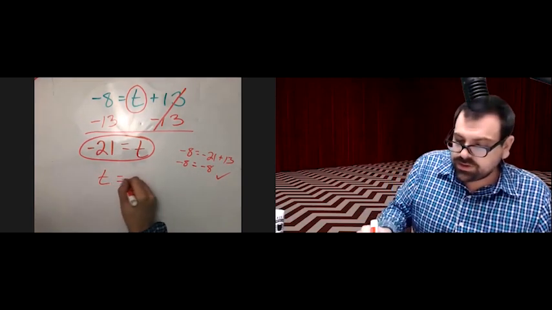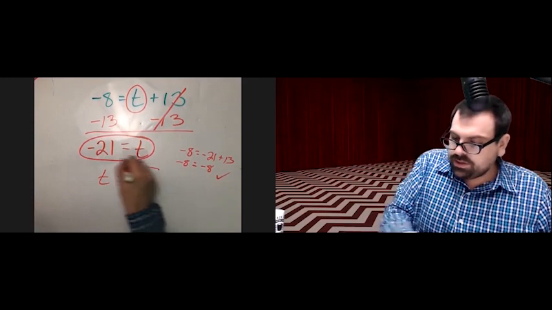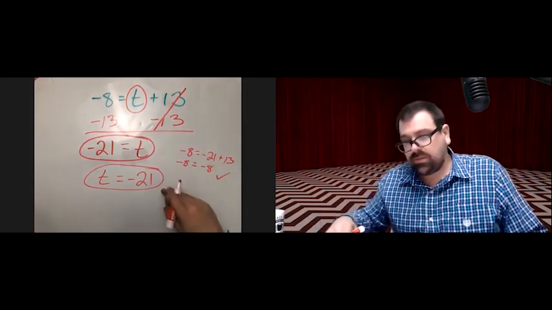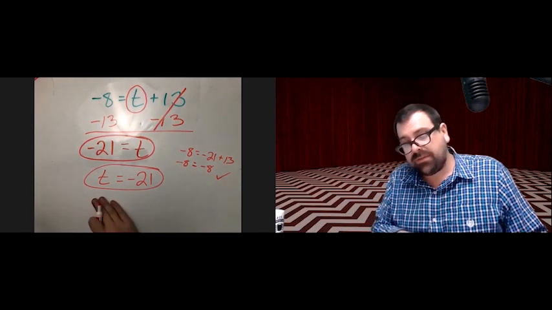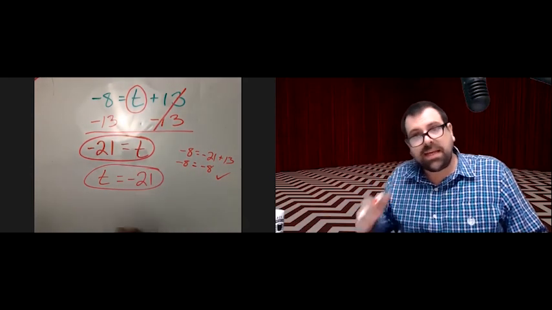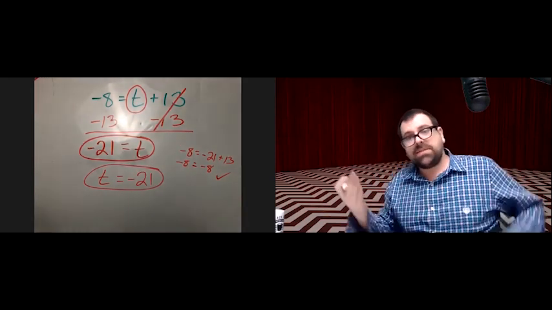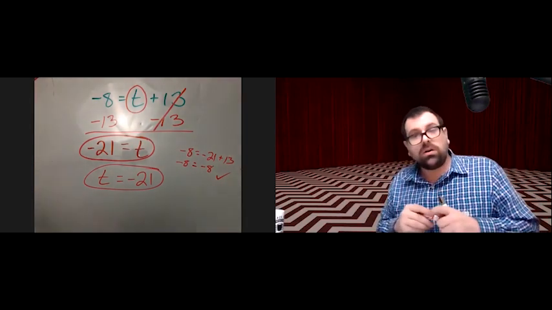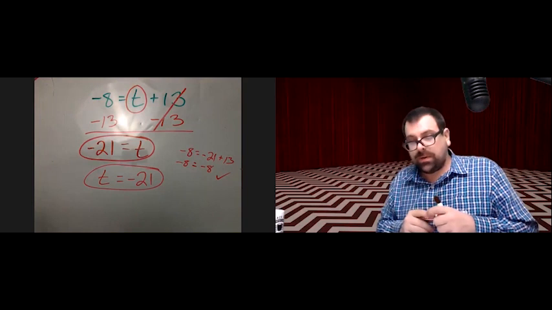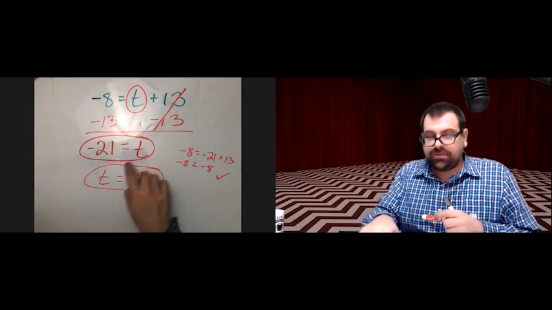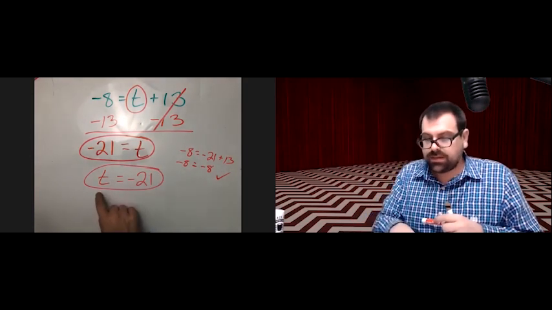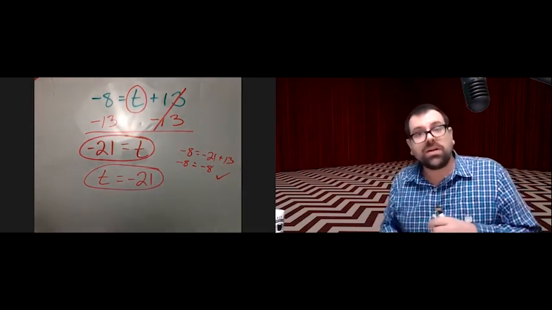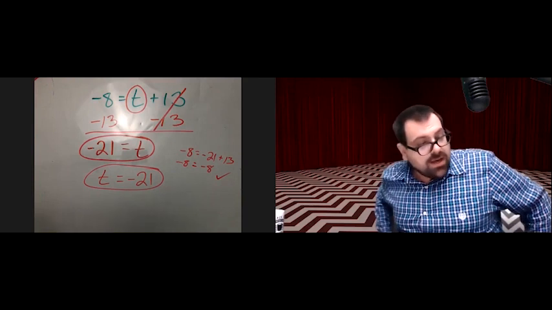And again, there's no difference between writing it this way with the t on the right and writing it this way with the t on the left. Equals means equals. The left side is the same as the right side, so it does not matter what order things are in. The t can be the left, the t can be the right. The -21 can be the left, the -21 can be the right. It does not matter.